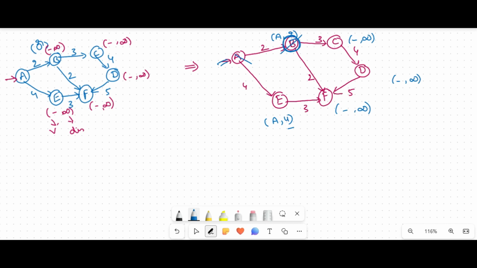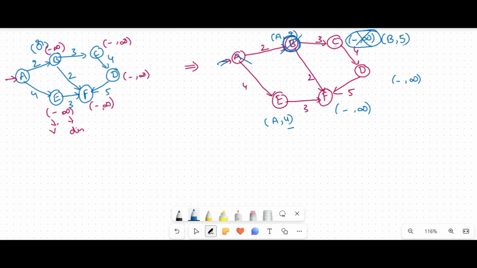B vertex adjacent vertices are C and F. For C, the distance is infinity here. The distance to B is already 2 units and here it is 3. So the distance is 5 from the vertex B. So this will be updated. Why? Because infinity is greater than this 5.